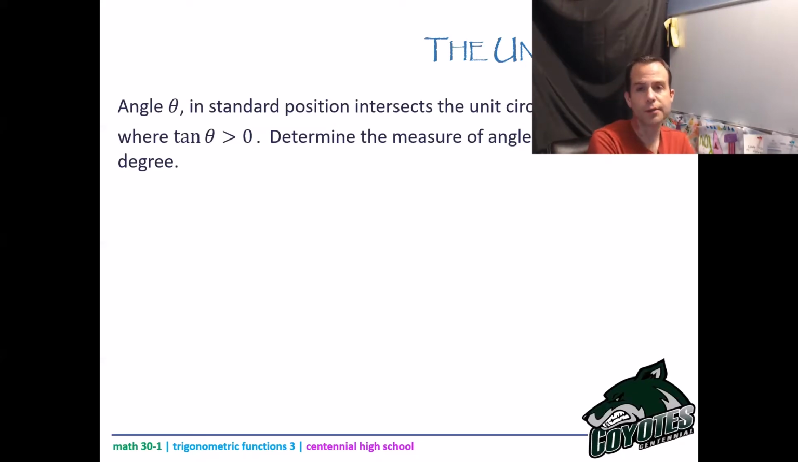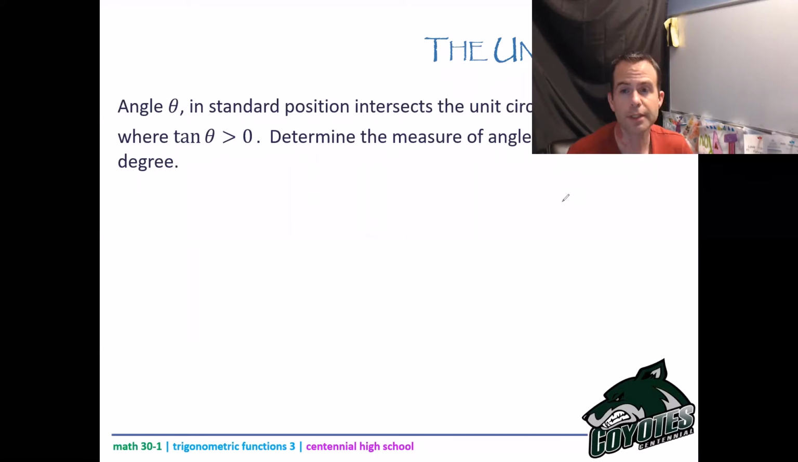Okay, so angle theta in standard position intersects the unit circle at 1 over 3, comma, k, where tan of theta is greater than 0. Determine the measure of angle theta to the nearest degree. So we've already talked about questions like this today. The difference here, though, is I've taken you just a little bit deeper in your level of understanding.